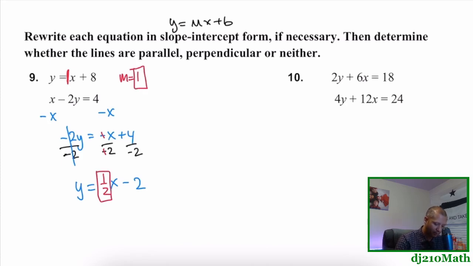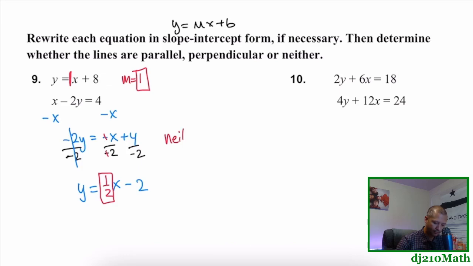Compare it to the slope in the first equation. They're not parallel because they're not the same. They're not perpendicular because they're both positive, so neither. Right, they're not the same. They're not opposite reciprocals, so they're neither.